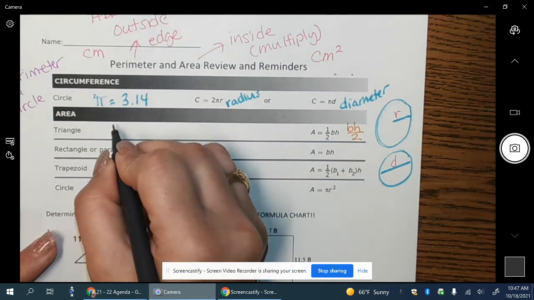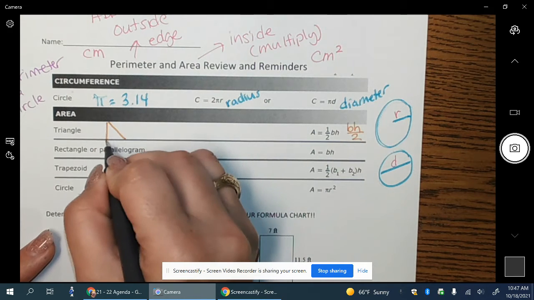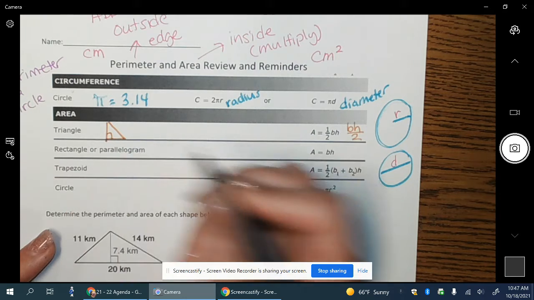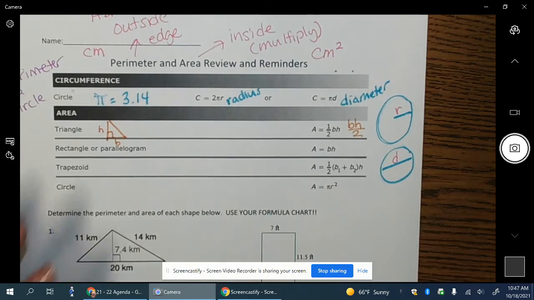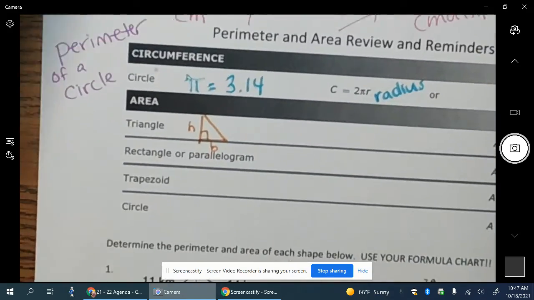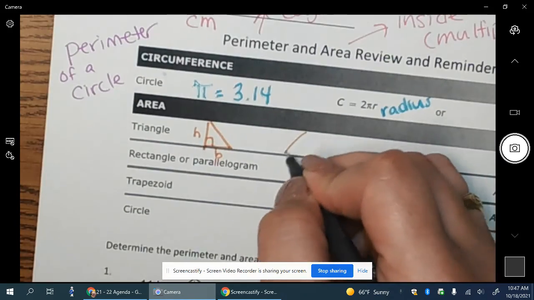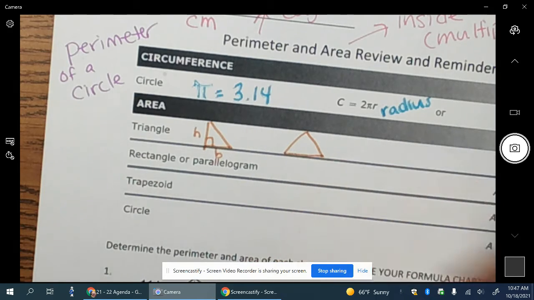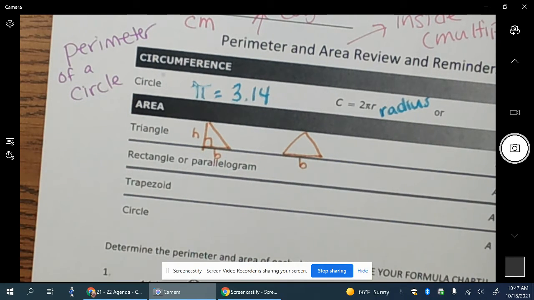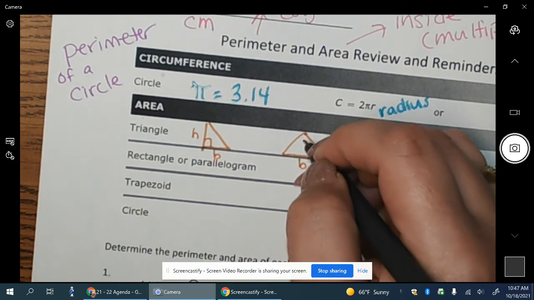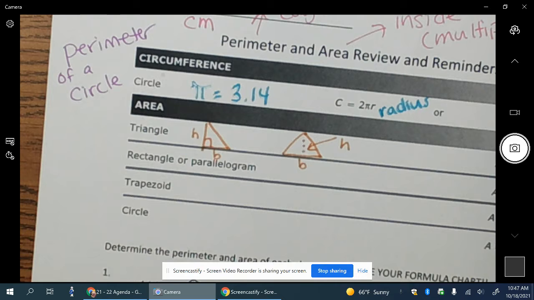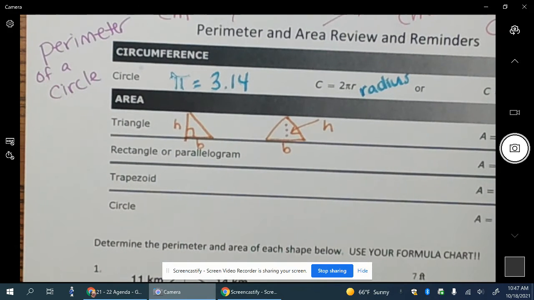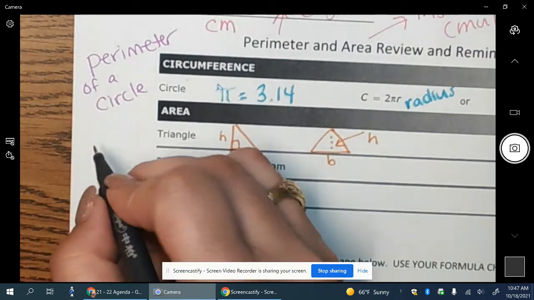Okay? The thing that people forget about triangles, when you have a right triangle, it's easy to find the base and height. But when you have a non-right triangle, sometimes people get confused. So the base is easy because it's this bottom one. But your height is inside. Yeah, good, Gavin. Okay. So they'll trick you by giving you extra numbers. So make sure you know that your base and height make a what?